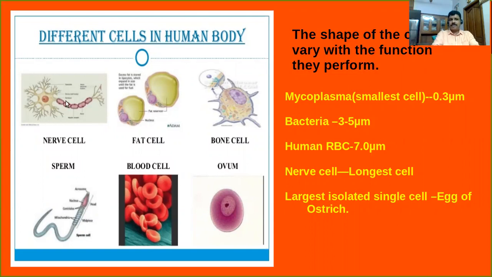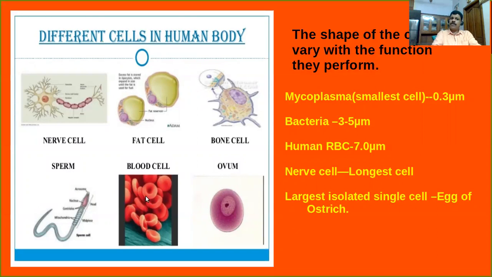Look at the first cell, the nervous cell. Do you know the function of nervous cell? Yes, you are very familiar. Nervous cell is one of the longest cell in human body. Its main function is the transfer of impulses. That's why they are having a specific longer shape.